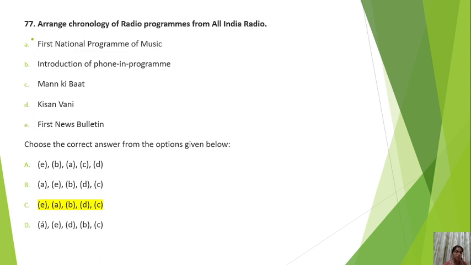First, because we are students of journalism and mass communication, for us news came first, then came the national program of music, then we tried to experiment with something, and then we introduced the phone-in program, and then Kisan Vani, and then last Man Ki Baat. I'm trying to tell you how to develop ways to remember things. You can develop your own stories. So for me, first came news, then music, then phone-in program, then Kisan Vani, and then last Man Ki Baat.